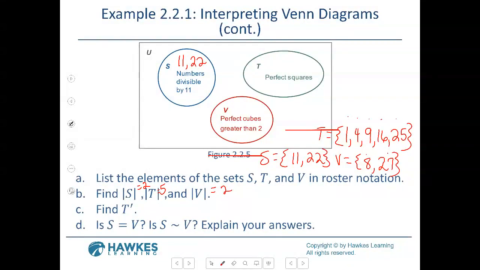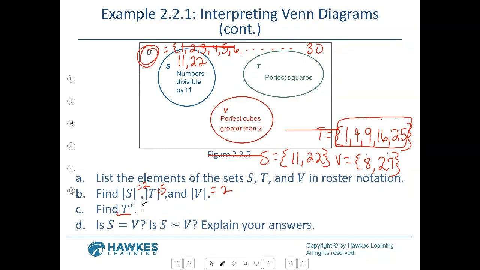That means what is not in T. So the universe, this is the U, it has all numbers from 1 all the way to 29. So basically, if we want the complement of T, we're going to list everything that's not in the perfect squares. Everything except 1, 4, 9, 16, 25. That's what we have to list. So that would be a large group of numbers, but we can do it.